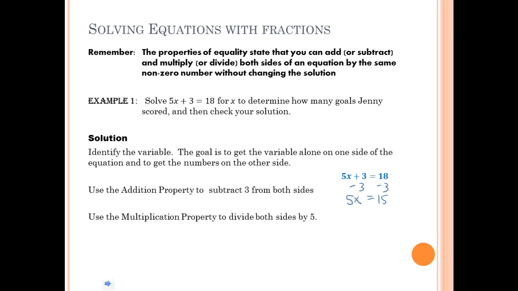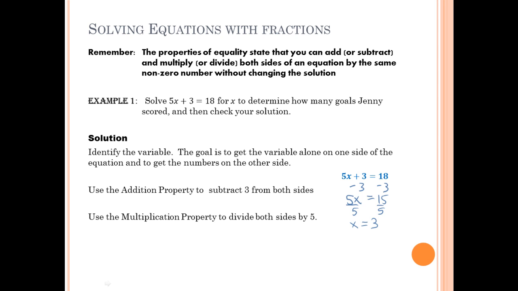Now we use the multiplication property to divide both sides by 5. So dividing both sides by 5, on the left side, 5 divided by 5 is 1, so 1 times x, which is simply x. And on the right side, 15 divided by 5 is 3, so our answer is x equals 3.